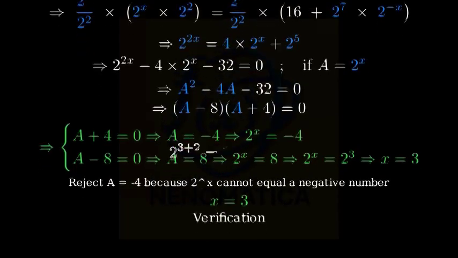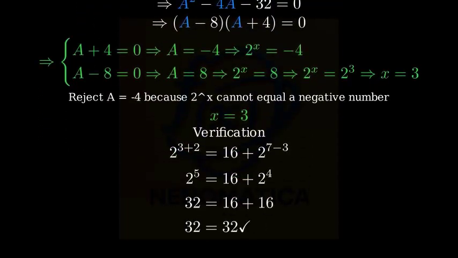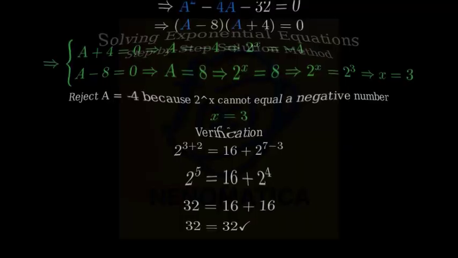Let's verify our answer by substituting x equals 3 back into the original equation. On the left side, we have 2 raised to the power of 3 plus 2, which is 2 to the 5th power, or 32. On the right side, we have 16 plus 2 raised to the power of 7 minus 3, which is 16 plus 16, or 32. Since both sides equal 32, our solution x equals 3 is correct.